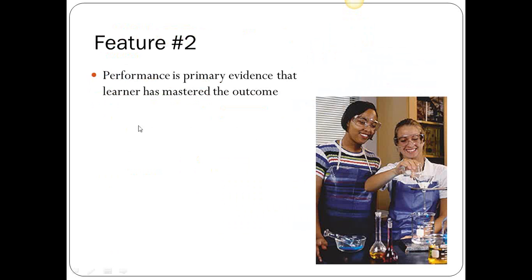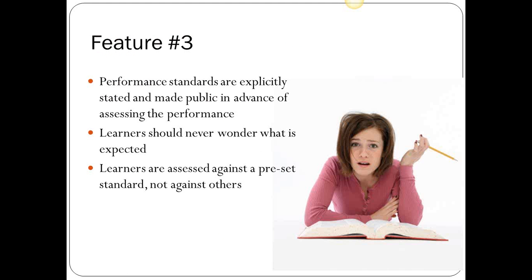And then feature number 2 is primary evidence that the learner has mastered that competency. We're going to see that through performance standards, which are also stated and made public in advance. They're approved, they're developed by maybe a set of faculty so that they agree that this is what we're going to look for as an assessment strategy for that particular outcome, and here are the measurables that we want to look at, whether it's a paper or a clinical experience or some other kind of a project or even an exam. Learners should never have to wonder what's expected, and they are assessed against the preset standards for performance, not against others.